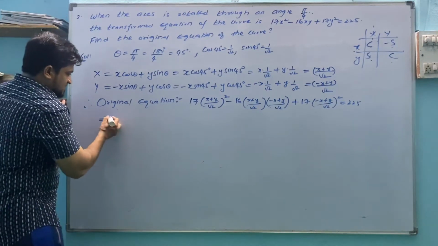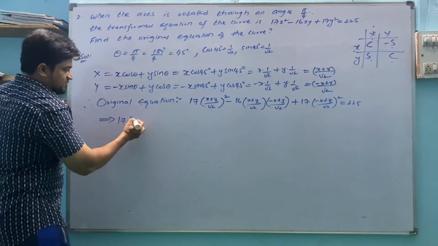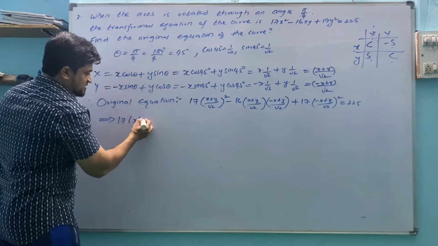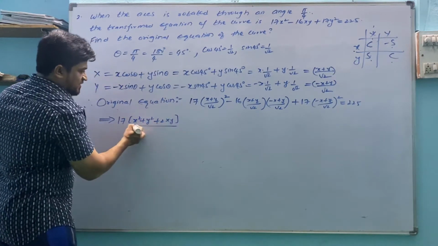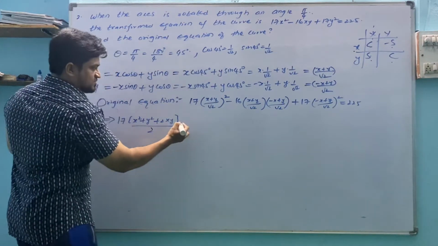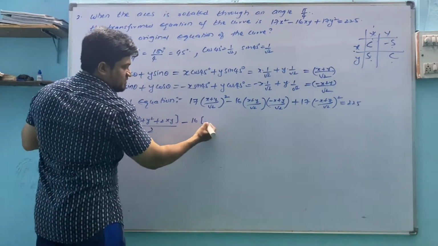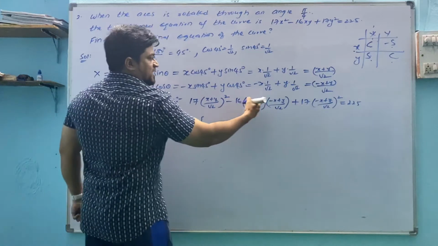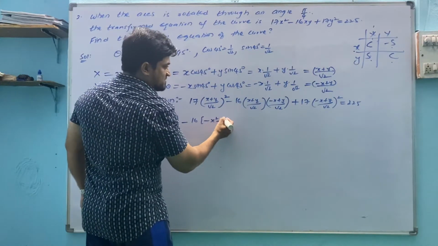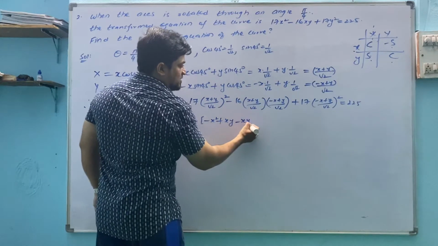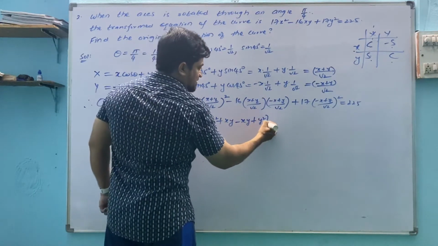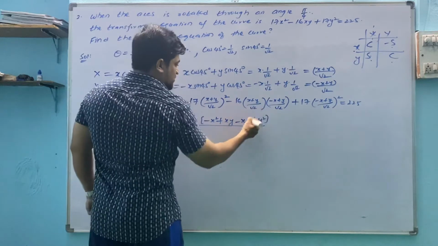This implies 17 into square the numerator, a square plus b square plus 2ab divided by root 2 square is 2. Minus 16 into, first multiply them. X is multiplied to both the terms, minus x square plus xy. Then y is multiplied to both terms, minus xy plus y square. Divided by root 2 into root 2 is 2.